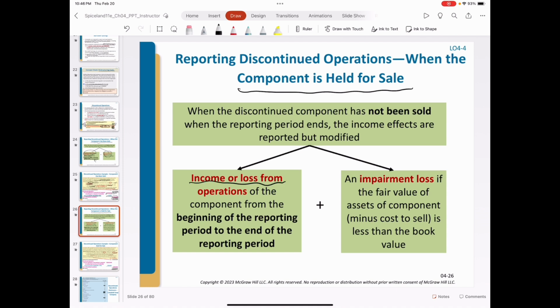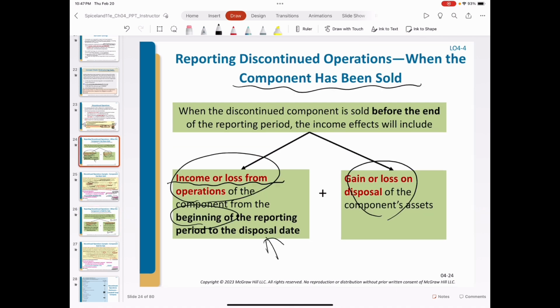First, the income or loss from operations of the component from the beginning of the reporting period to the end of the reporting period. So during this period, not just the beginning, okay? And also we will recognize only impairment loss. In other words, only when fair value is less than book value, we recognize impairment loss. We do not recognize gain if fair value is greater than book value. So that's the biggest difference from this example.